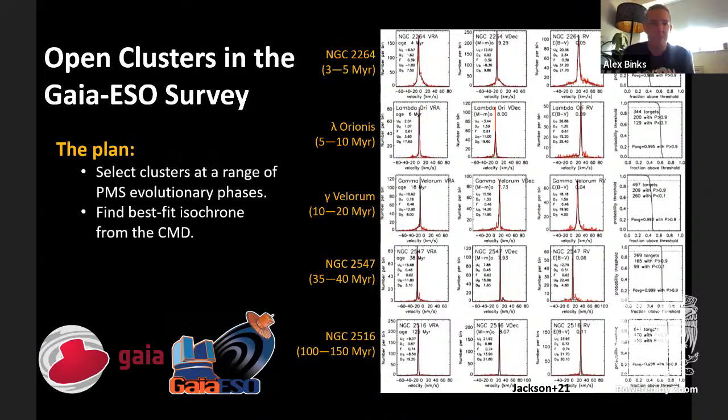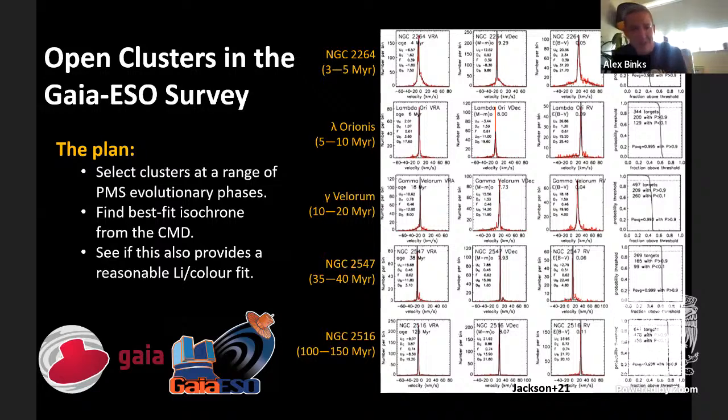So then the trick is, from those members, to find the best fitting isochrone on a colour magnitude diagram. And whatever the age is that provides that best fit isochrone, have a look to see, does it provide a reasonable fit to the lithium equivalent width versus colour diagram? So we're probing 2 different facets of stellar evolution. You've got the change in brightness as a function of colour, and then you've got the change in lithium abundance as a function of colour. And if a model was truly correct, then it should be able to predict both of these simultaneously.